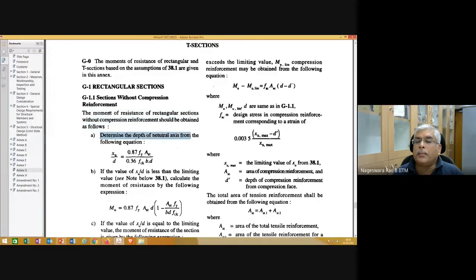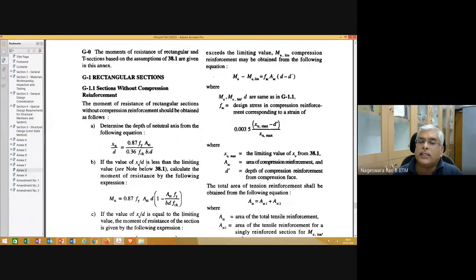Determine the depth of the neutral axis from the following relation. This is what you noted. That's why I'm saying you need to make a note of it when I'm explaining. Otherwise, when you see this equation, you may not understand where it is actually coming from. This is actually coming by equating total compressive force to total tensile force. So this is the relation we noted, and whatever I just mentioned is what is written here.